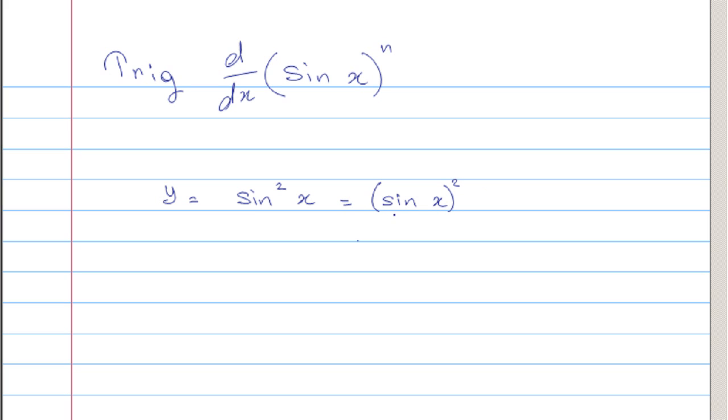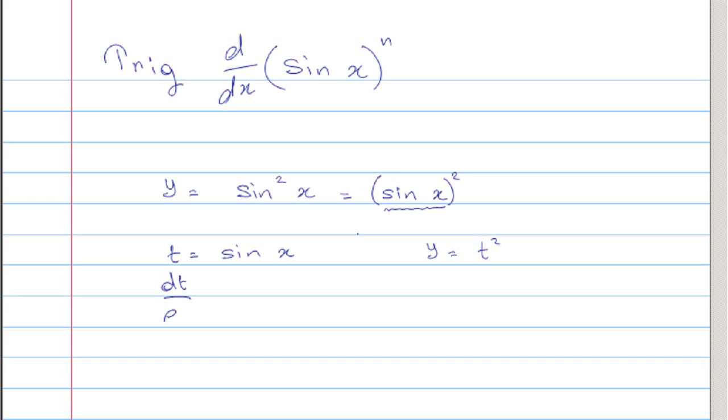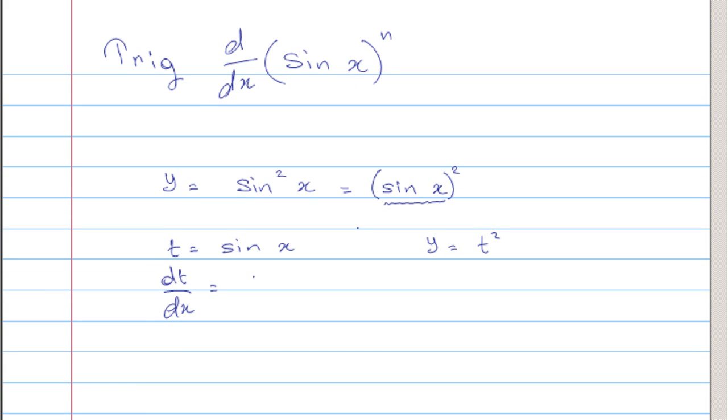Okay, now to use a t substitution, I'm going to use t equals sine x. So let t equal sine x, in which case y would be equal to t squared, because if sine x is equal to t, then I can replace sine x with t, and that is equal to y. Then I get dt over dx, differentiating sine x, I would get cos x, and then dy over dt will be equal to 2t. That's the derivative of t squared.